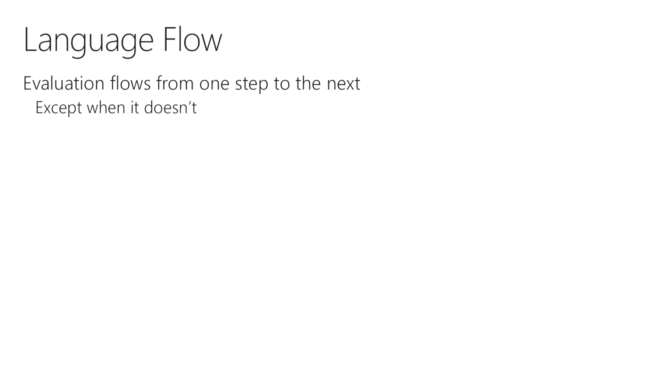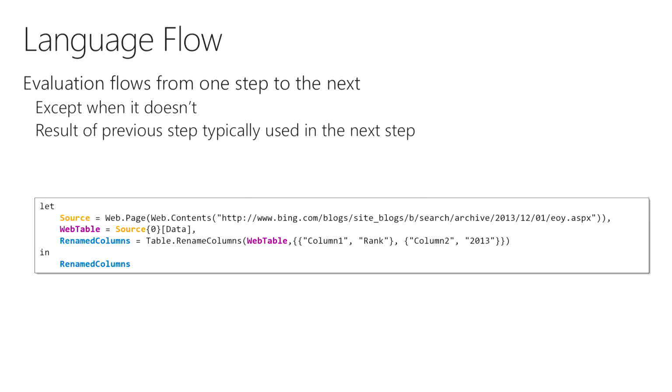So general language flow for M. Evaluation flows from one step to the next, except for when it doesn't. And so the results of the previous step are typically used in the next step. I call this out because this is the way that Power Query will generate M, right? Hopefully you can see that. But basically, you have that first line. You're connecting to a web page with Web.Contents. You parse the results with Web.Page.